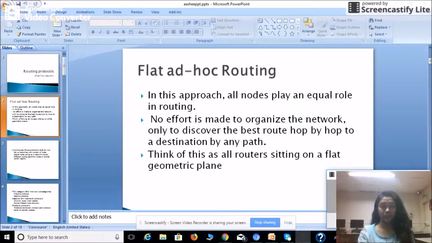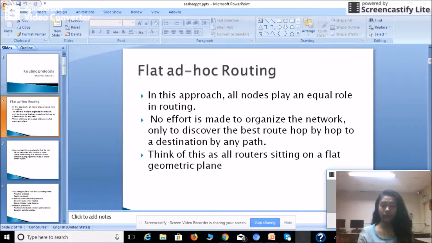No effort is made to organize the network, only to discover the best route hop by hop to a destination by any path. From this, we mean that there is no need to organize the network. We only want to discover the best route by which we can transfer the packet from source to destination hop by hop.